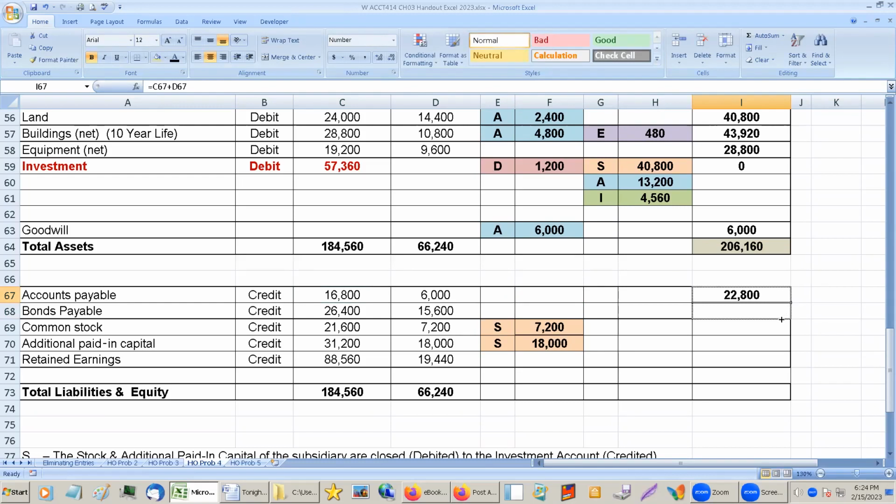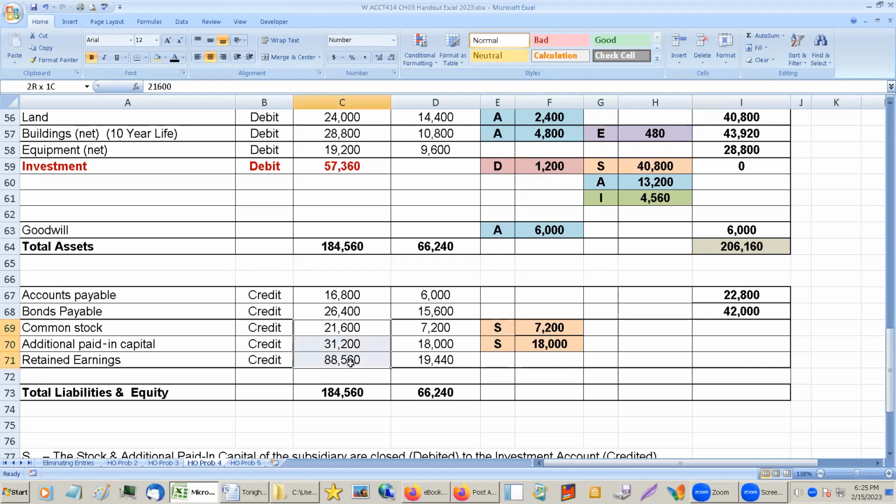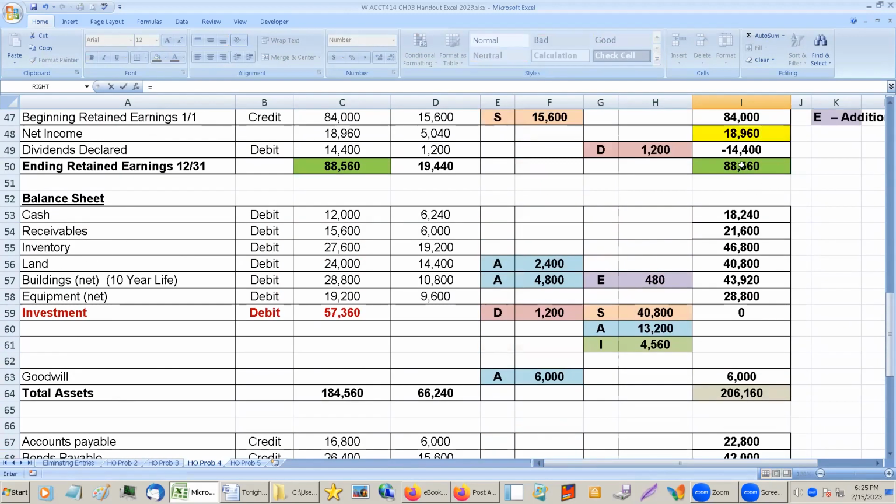And all the rest of this stuff is going to be only the parent company. The only shareholders that are out there are for the parent company. They're on the capital. Retained earnings are here.